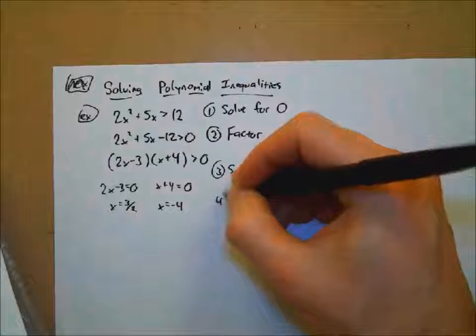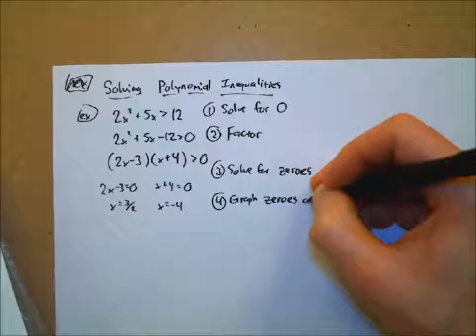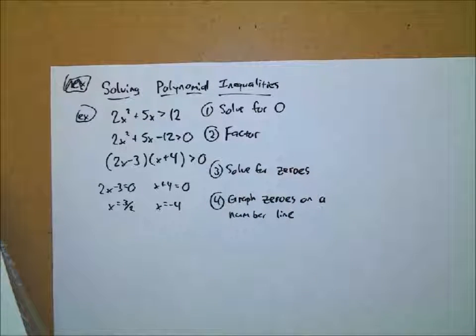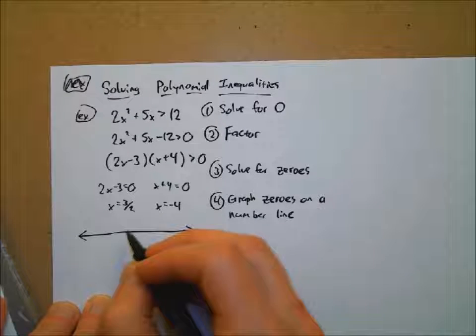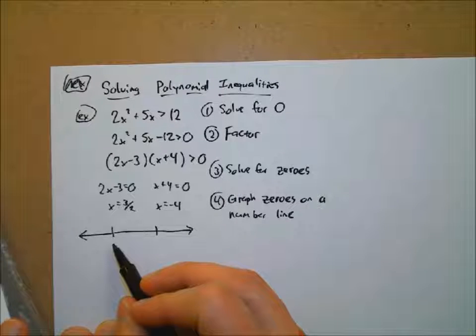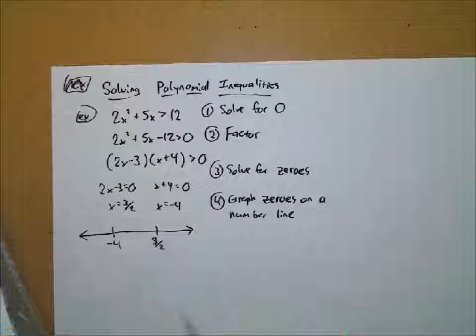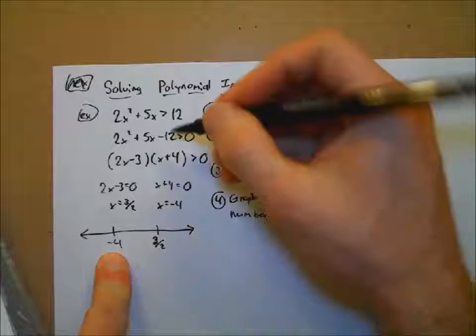Now we're going to graph the zeros on a number line, because ultimately we want to be able to graph our solution set here. So on a number line here, we'll put 3 halves and negative 4. So this is going to be negative 4, because that's less than 3 halves. Negative 4 and 3 halves make our inequality 0.